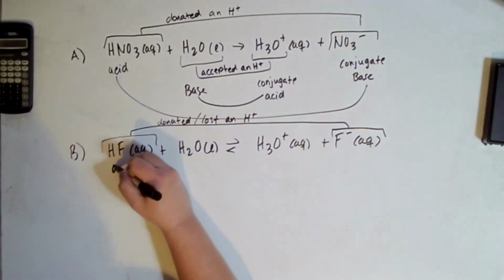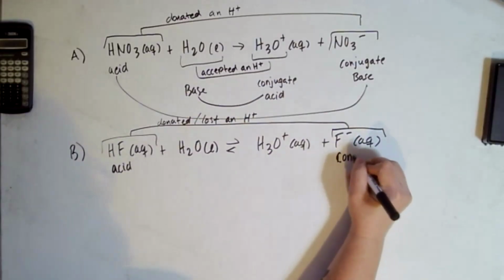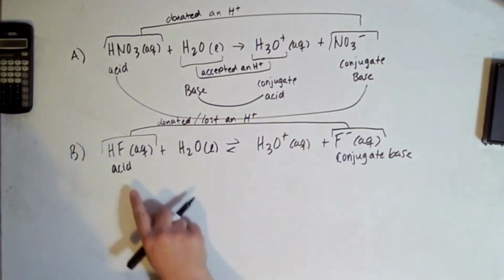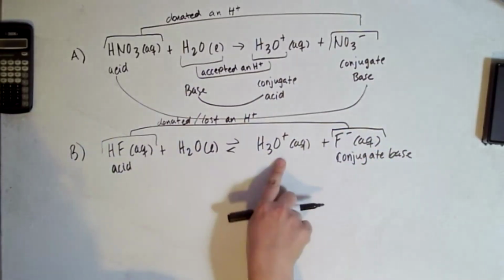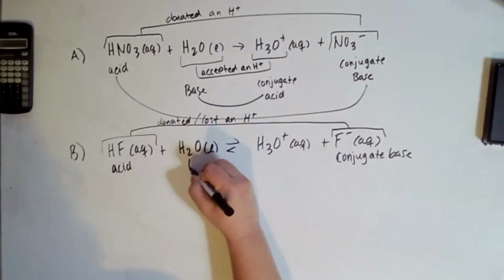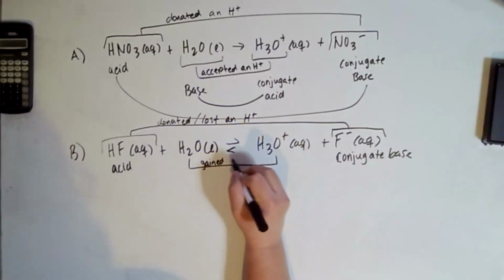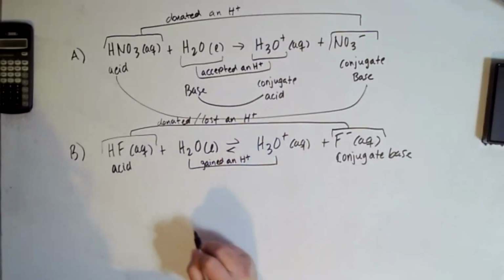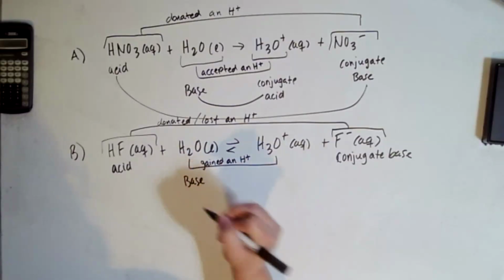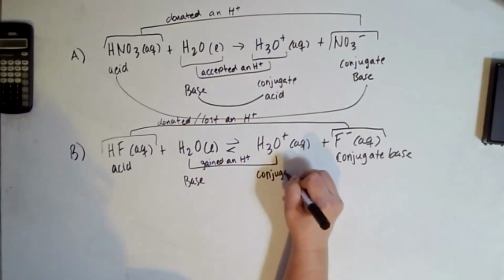So our HF is an acid, and our F minus is going to be the conjugate base of that acid. Okay. The difference between H2O and H3O plus is that H2O gained a proton when it became H3O plus. So if the H2O is able to accept a proton, then the H2O is going to be a base in this case, and the H3O plus is going to be its conjugate acid.